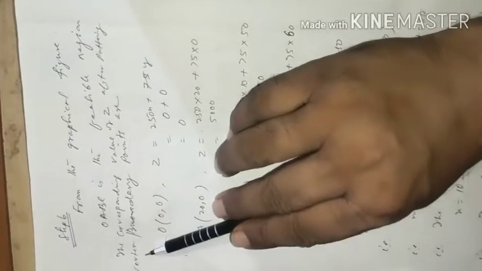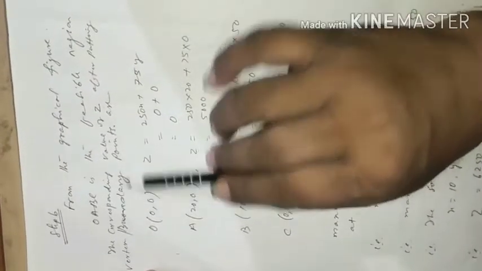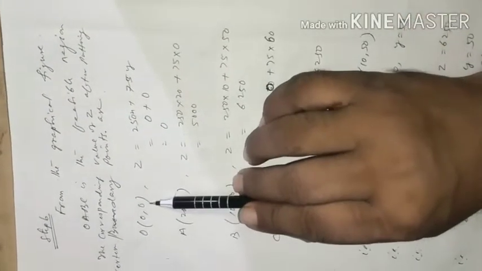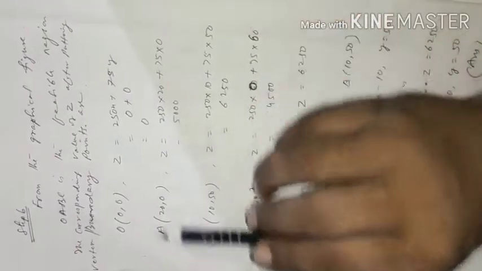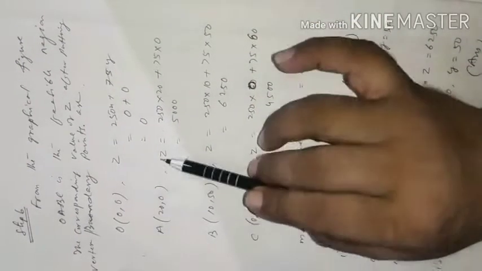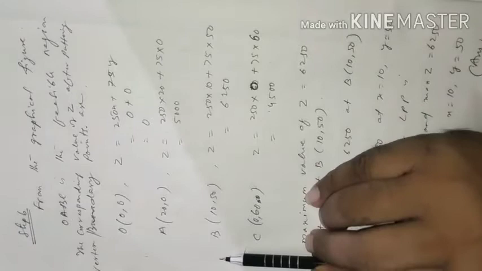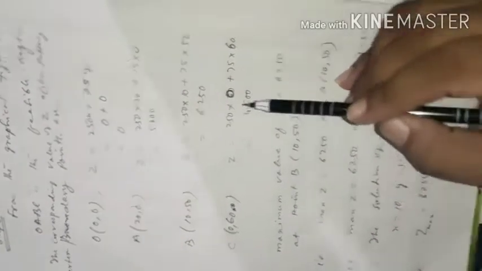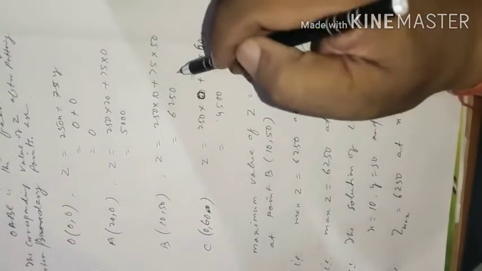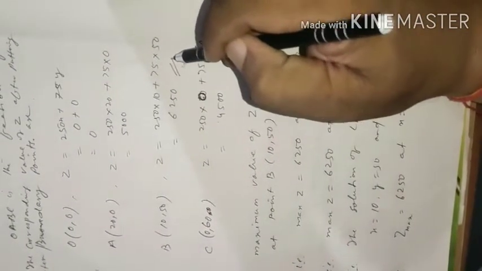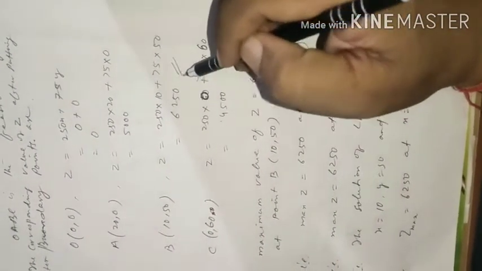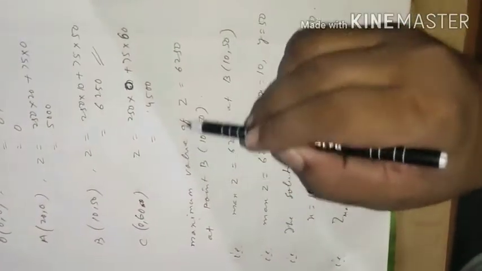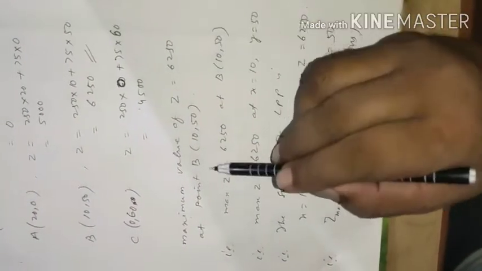So the corresponding value of Z after putting the vertex points or boundary points: at (0, 0), Z is equal to 0; at A, Z equals 5000; at B, Z equals 6250; at C, Z is equal to 4500. That means the maximum value is at B. Maximum value at B, Z is equal to 6250.